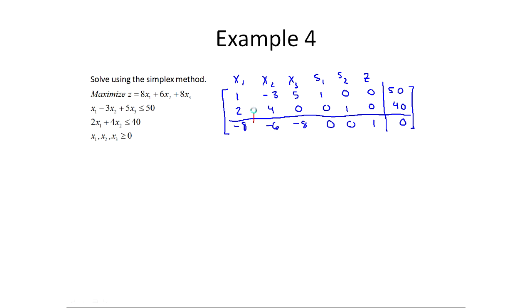I'm going to say, okay, well, I'll pick the minus 8 here. Now, if this was minus 7, minus 6, minus 8, then I'd pick this one. But since they're equal, I have a choice. Now, to pick this, I got to divide. So I got to choose the smallest, 50 over 1 versus 40 over 2. Okay, 40 over 2 is obviously smaller. So I'll be pivoting this row.